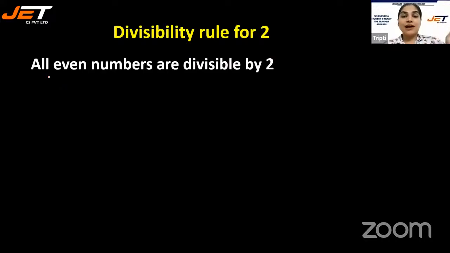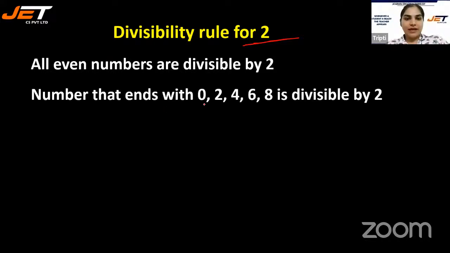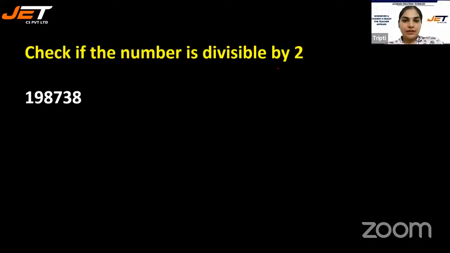All the even numbers are divisible by 2. See, how we can check if a number is divisible by 2 or not? Simple. If any number ends with 0, 2, 4, 6, 8, that means it is divisible by 2. 786. If the ones place is 6, that means the entire number is divisible by 2. Okay.